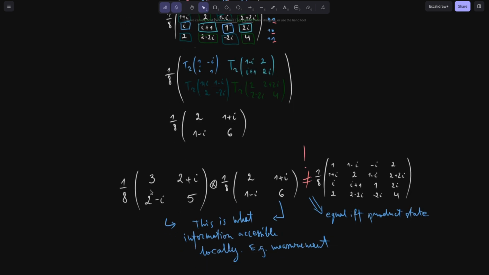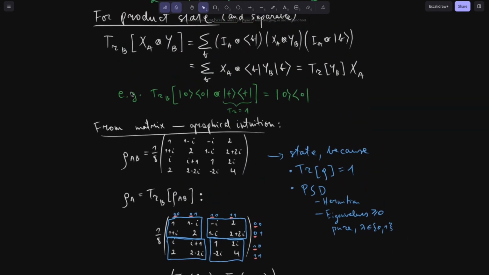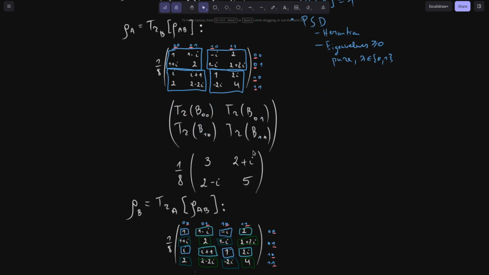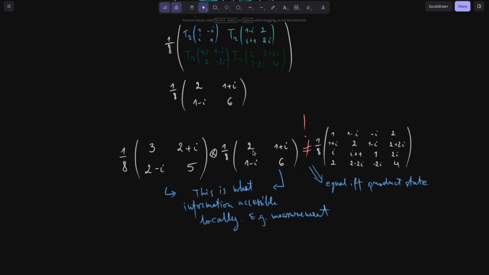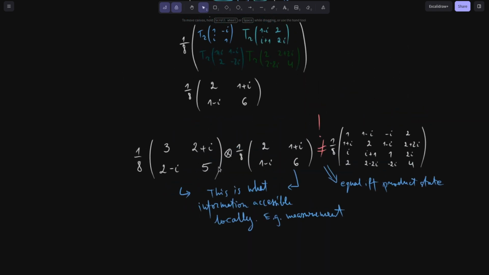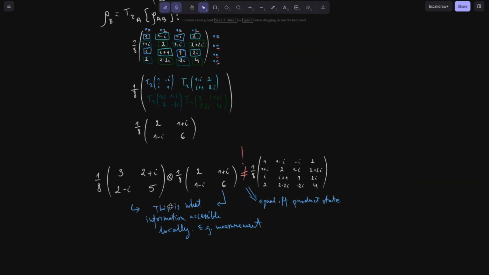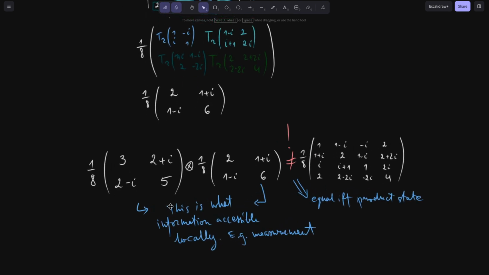And as you can see, if we do the tensor product, it's not the same thing. It's going to be the same thing only if it's a product state, as mentioned before. Only for a product state do we get back to the same state by this property. But a product state is nothing special. So we lose information, and we see what information basically is accessible locally for that state.